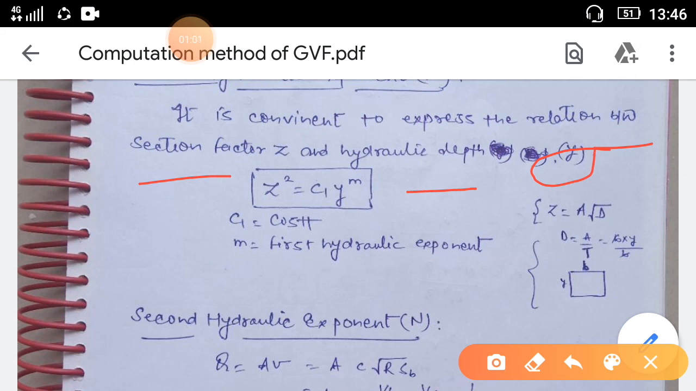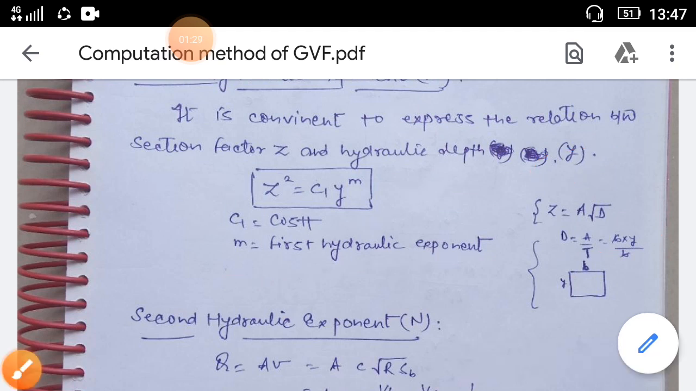So how do we get it? We know that Z is equal to A under root D, where D is equal to A by T. For a rectangular channel, area is B into y and top width is B, so D is equal to y. So we can write Z square is equal to C1 y to the power m, where C1 is a constant and m is the first hydraulic exponent.